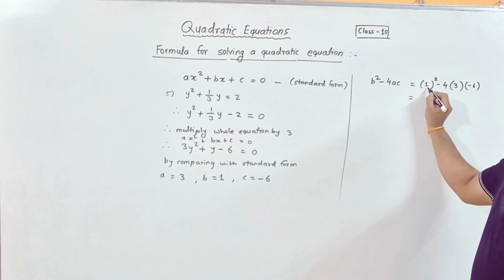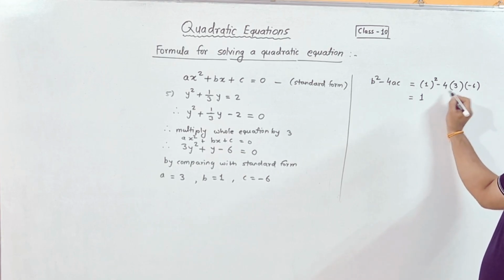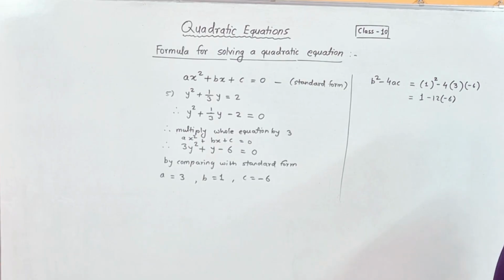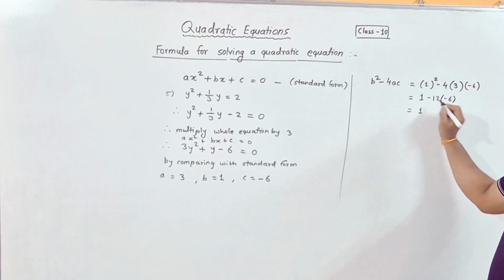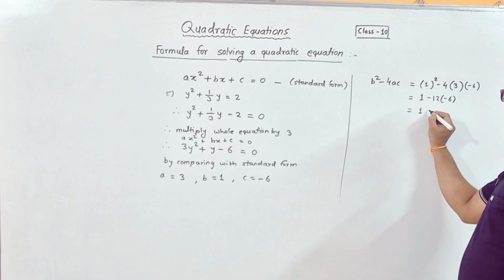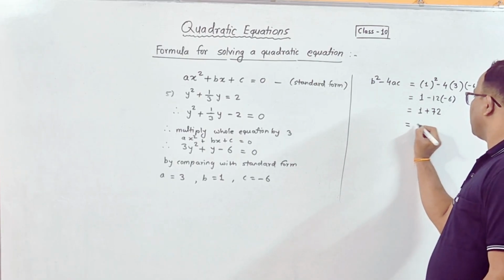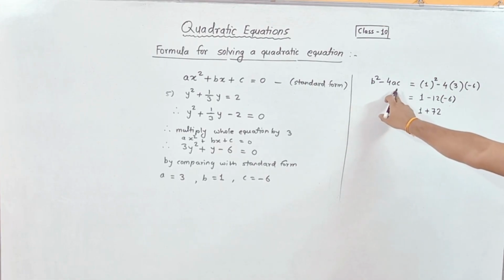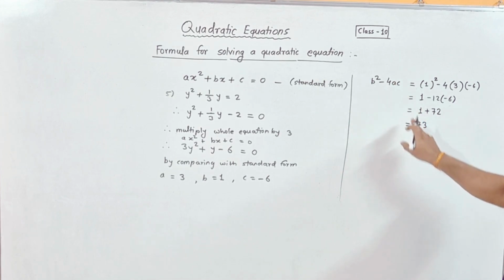Square of 1 is 1, and minus 4 into 3 is minus 12, here minus 6 remains. So 1 minus 6 into minus 12 will get plus 72, and it will become 73 now. The value of discriminant b square minus 4ac, this value we have to calculate firstly and then put in the formula.